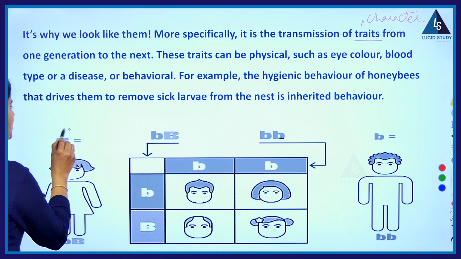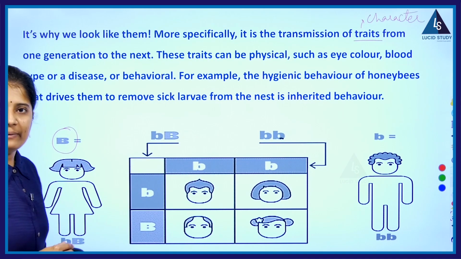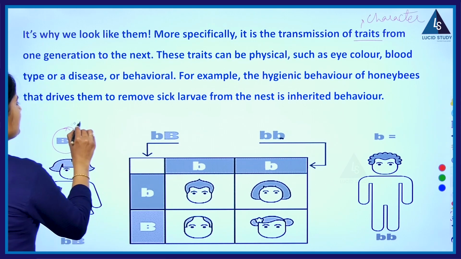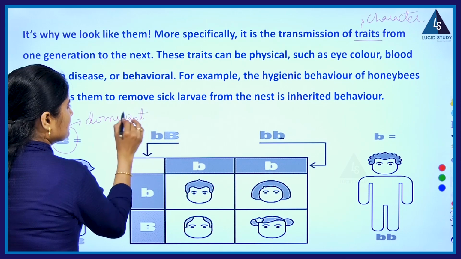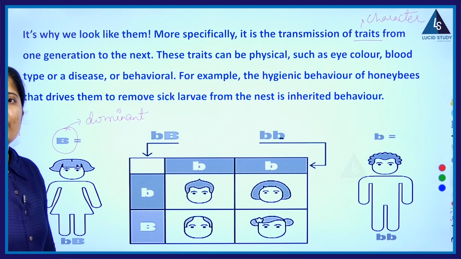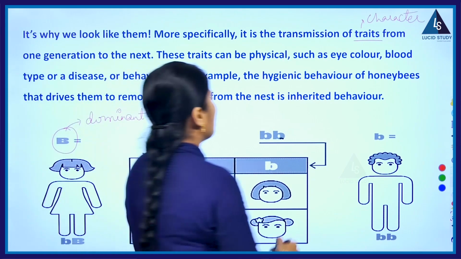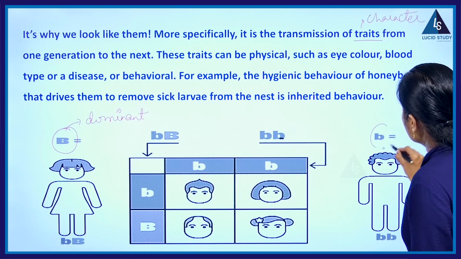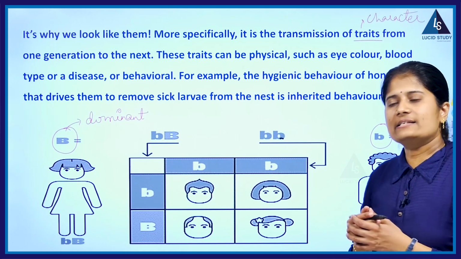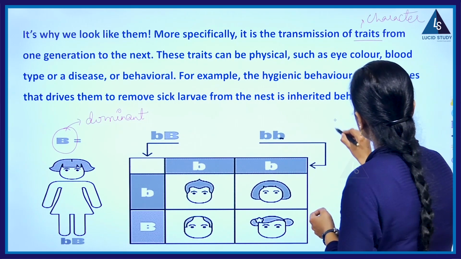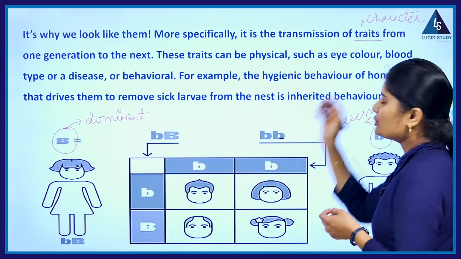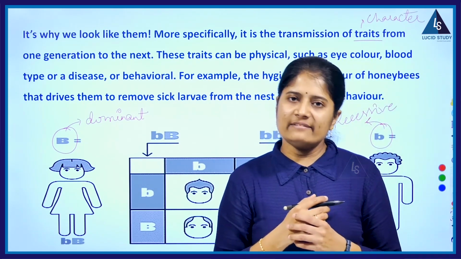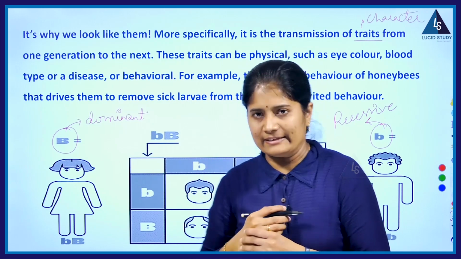So, where this B is going to be seen here. And the one which we are going to indicate with a capital letter is considered as dominant gene. In any case, we do represent it as dominant gene. And the other gene which is going to be seen in a small letter is represented as a recessive gene. So what is this dominant and recessive? Let us see in detail in the further slides.